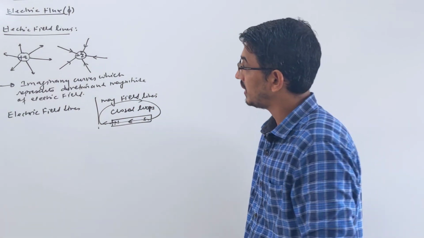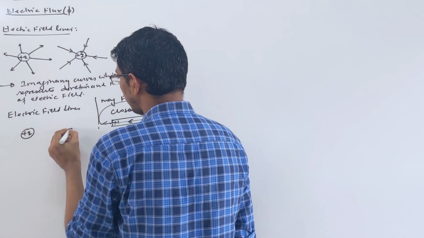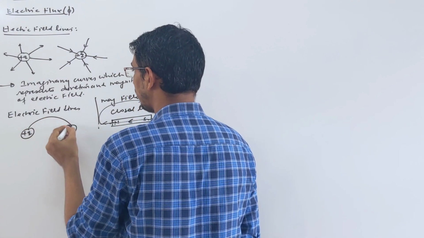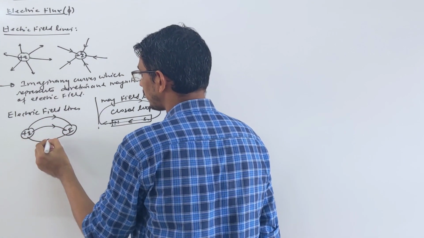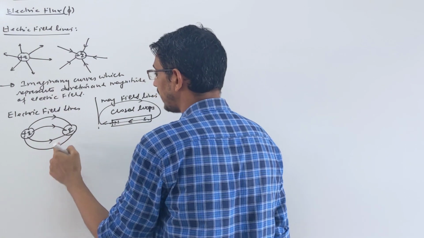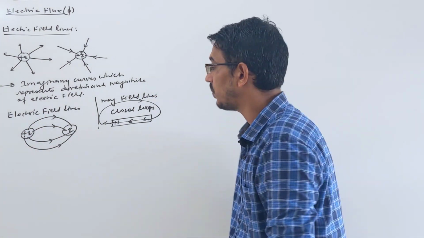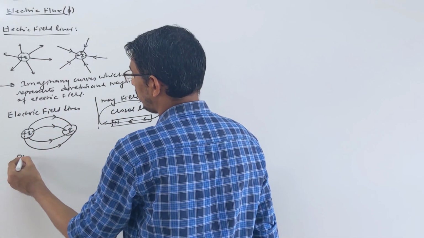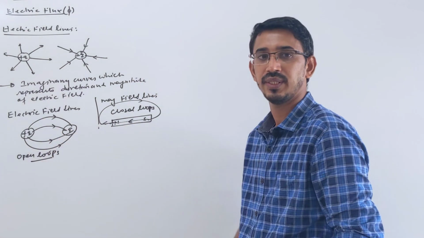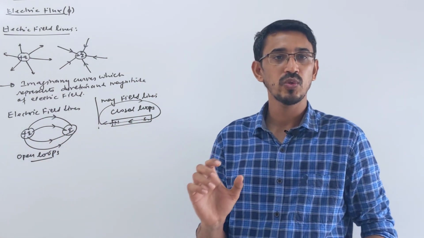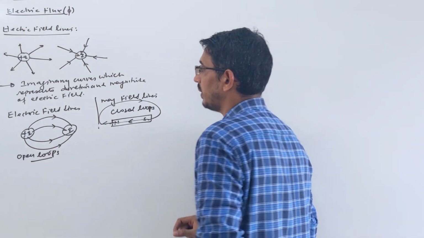But this doesn't happen with electric field lines. This is a plus q, this is a minus q. Field lines start from here and end at this point. You see they never go back from minus q to plus q. So these lines always make open loops. It's a very important difference. Magnetic field lines always make closed loops, but electric field lines always make open loops.